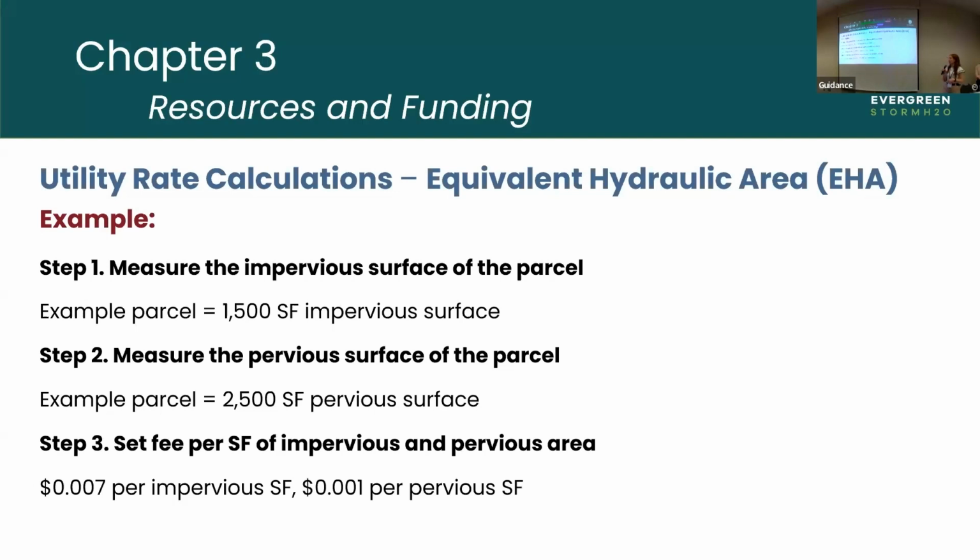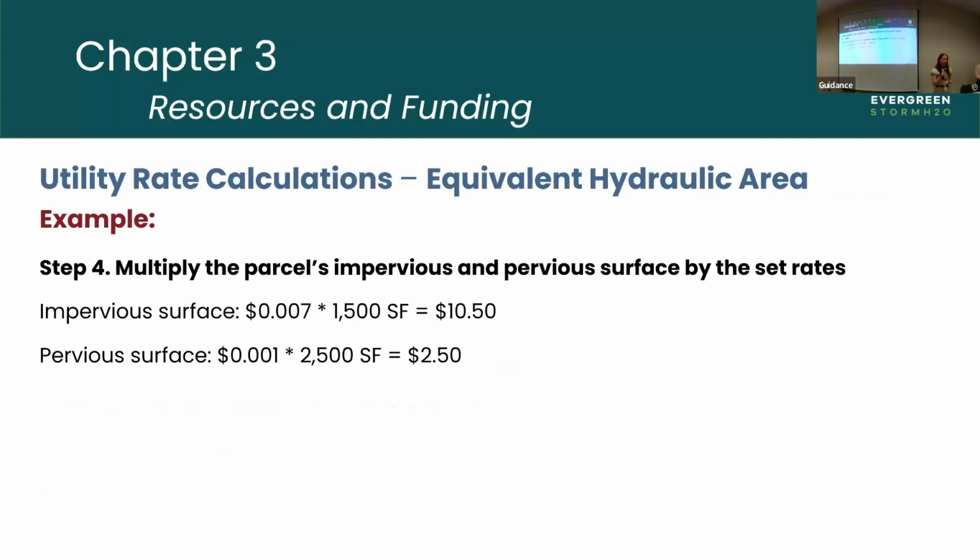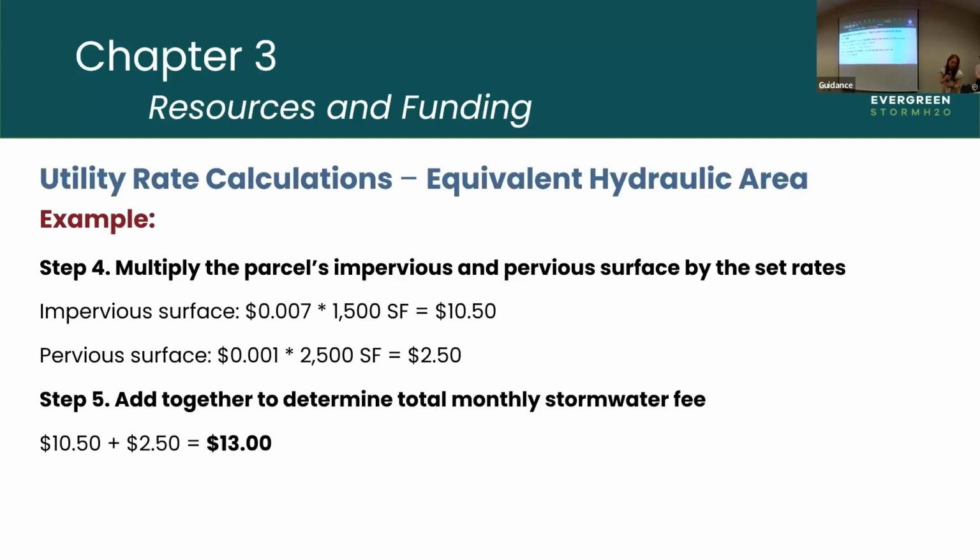We then set a rate for each. And as you can see, the rate for the impervious surface is 7 times higher than the pervious surface. And then we are multiplying the rate by the area. So for the impervious surface, we have a total of $10.50. And for the pervious surface, we have $2.50. So for our example parcel, the total stormwater fee would be $13 for a monthly fee.